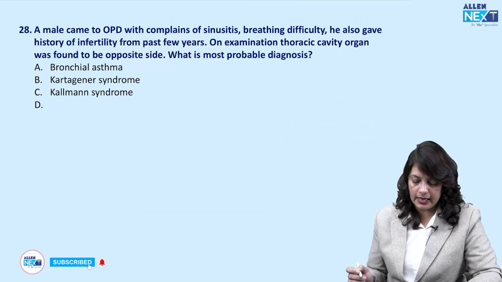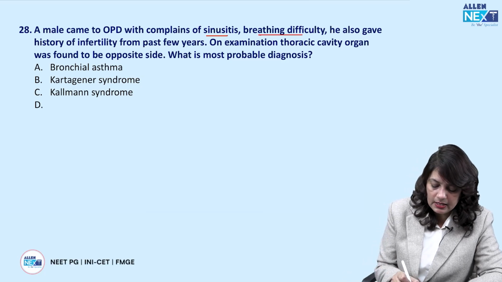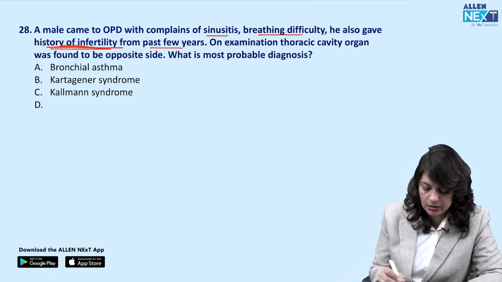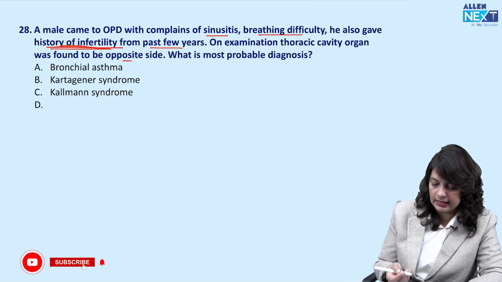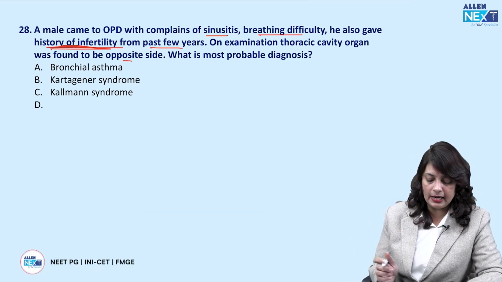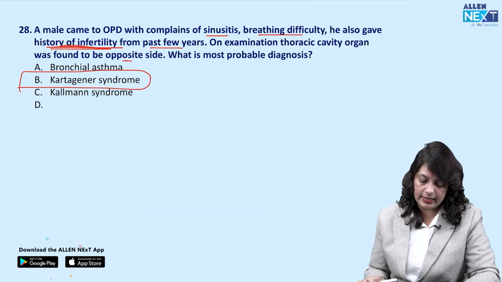A male came to OPD with complaints of sinusitis, breathing difficulty. He has history of infertility for past few years. On examination, there is thoracic cavity organ on opposite side. What is the likely diagnosis? Where there is sinusitis, breathing difficulty and infertility, this is Kartagener syndrome. Next question.